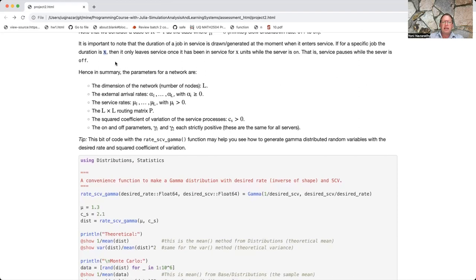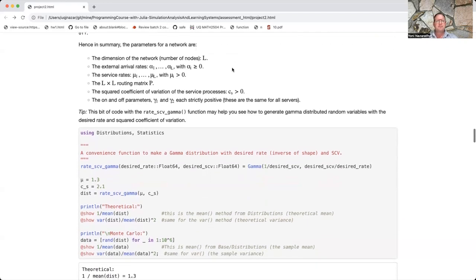So if it has this duration X, then it only leaves the service when it's been X units in. So it can say the time is 17.3. It works for a bit, then the server breaks down, it pauses, then it works more until you reach 17.3. That is, the service pauses when the server is off. That kind of makes sense, right?